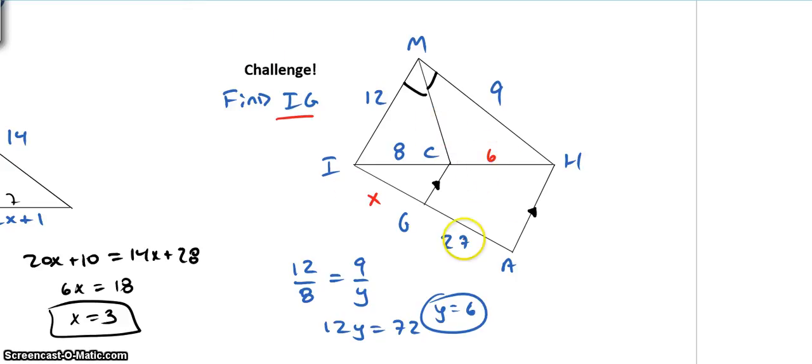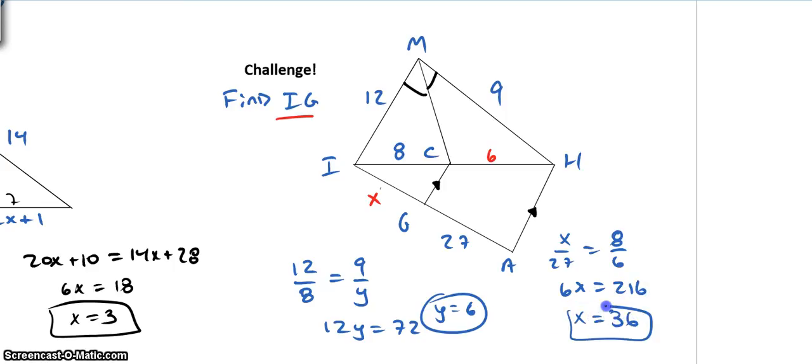And now we just look at the bottom triangle, and we have a parallel line there, so I can go top over bottom equals top over bottom. Top is 8. It's just a little crooked. Cross multiply, 6x equals 8 times 27, which is 216. Divide by 6, and x is 36.